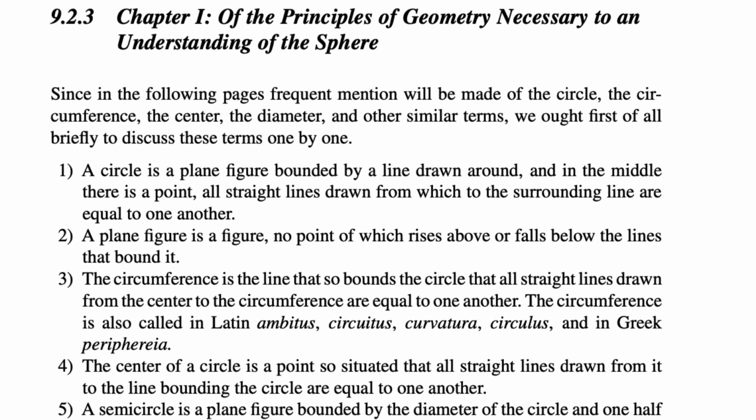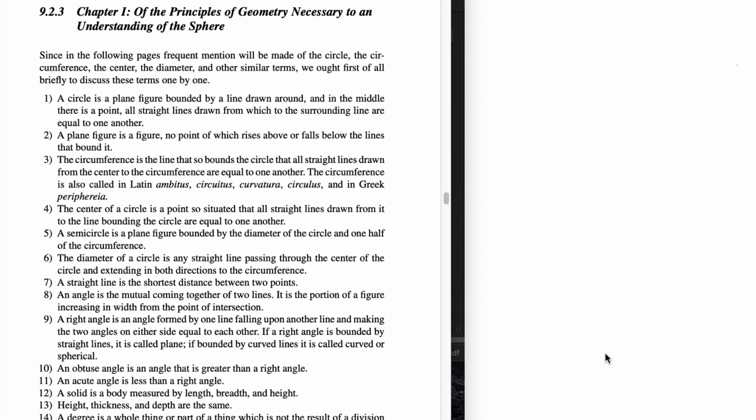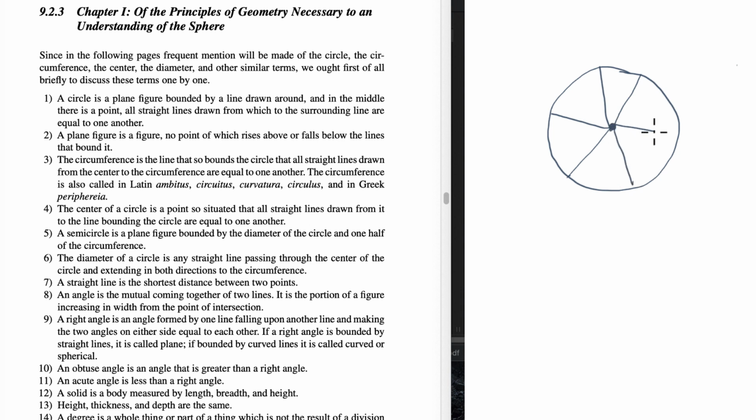So he mentions that a circle is a plane figure bounded by a line drawn around it, and in the middle there's a point, all straight lines drawn from which to the surrounding line are equal to one another. So you can think about this as the definition of a circle. If you draw that line just right, then any line you draw from the central point out to that line is going to have the same length. Those are radii, if you like that term. And so that's just what he means by a circle.